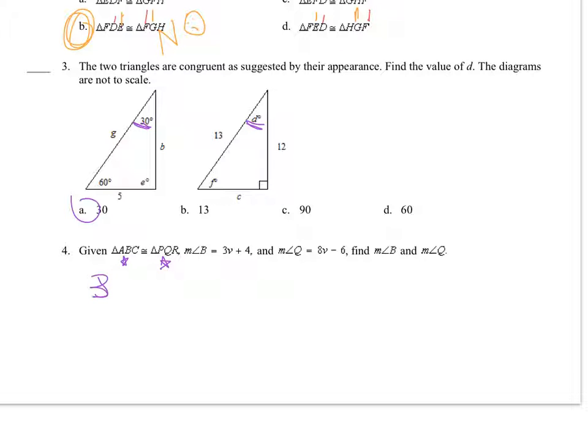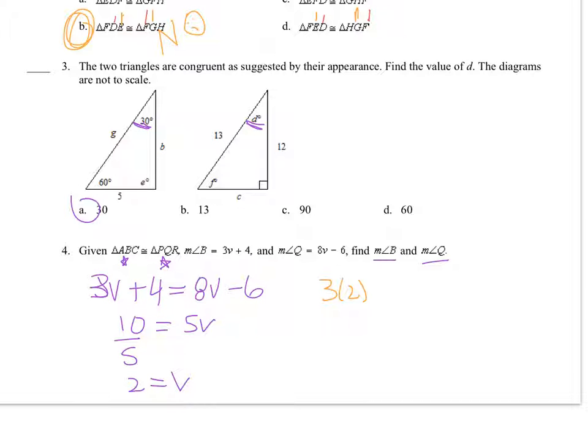So 3V plus 4 is equal to 8V minus 6. It says find the value, the measure. So first I have to figure out what V is. Subtract 3V, I get 5V. Add my 6 over, 10 is equal to 5V. Divide by 5, 2 is equal to V. Now I actually have to plug it back in. I'm going to plug into this one; it shouldn't matter which one you plug it into. So this is 6 plus 4. So I'm going to say 10 is equal to the measure of angle B and angle Q because they are the same.